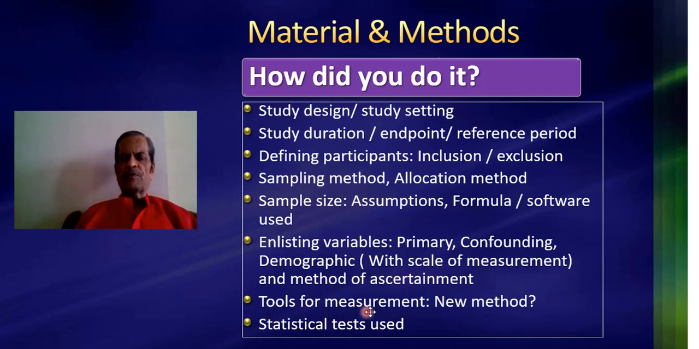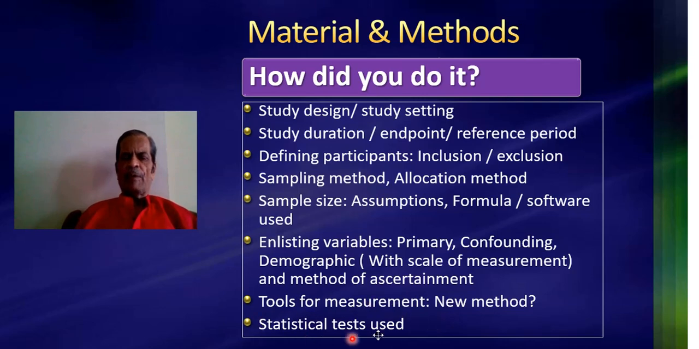Then the tools of measurement for each variable are mentioned in the enlisting of the variables. But if it is a new method that you have used for certain variables, certain mention must be made in the materials and methods. So it deserves some mention in detail as far as the new method is concerned. Otherwise, for all other commonly used methods, they can be mentioned in the table in which the variables are tabulated.